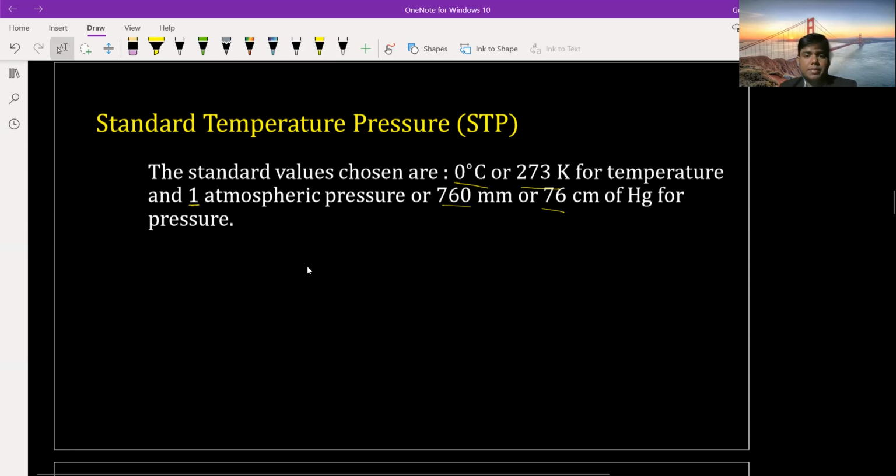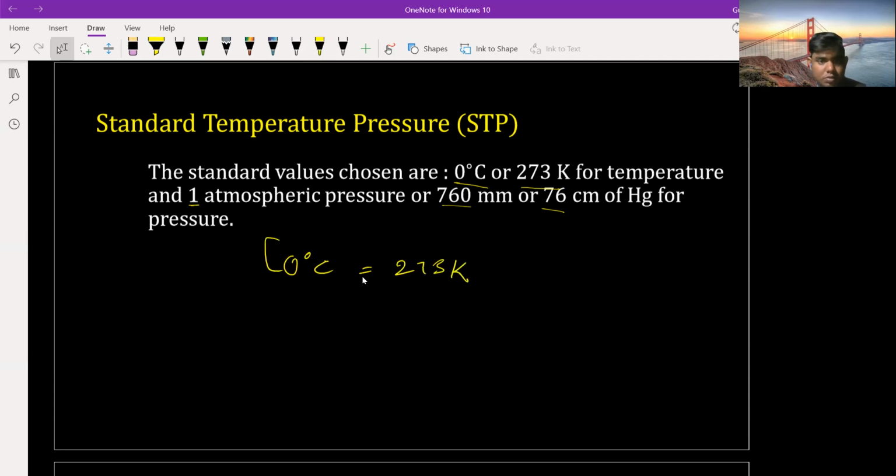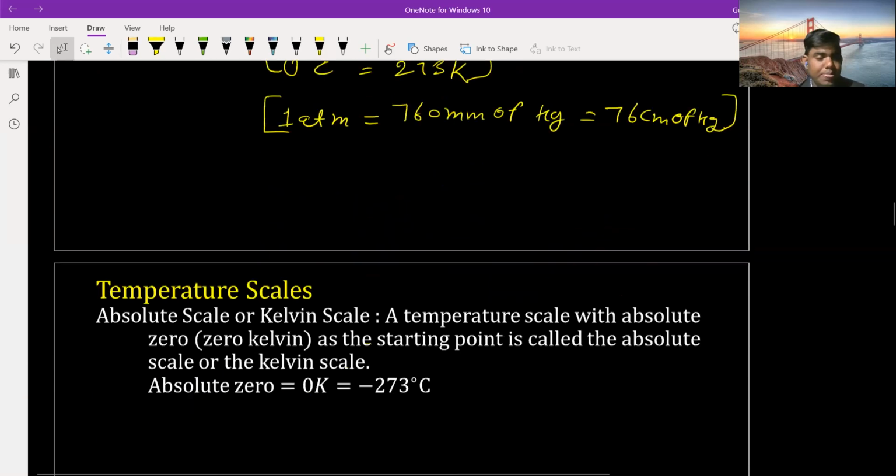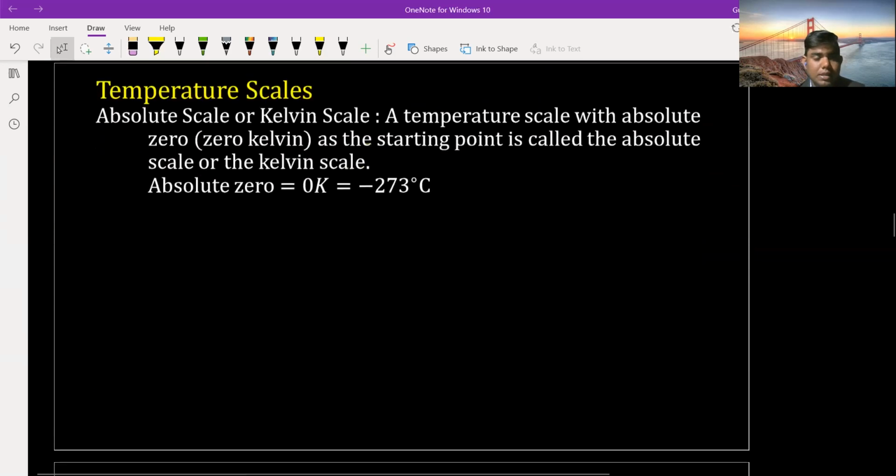ठीक है, means STP पर जब भी बोलेगा तो temperature 0 degree Celsius लेना है, और हमें पता है कि 0 degree Celsius equal to 273 Kelvin, so हम इसे ऐसे भी ले सकते हैं. और जब भी pressure की बात करेगा तो pressure के लिए हम 1 atm at STP लेंगे, 1 atm equal to 760 mm of Hg, और we can say 76 centimeter of Hg. Okay, so ये अपना STP पर दोनों values लेंगे जब भी बात करेगा. Okay, so next is the temperature scale.